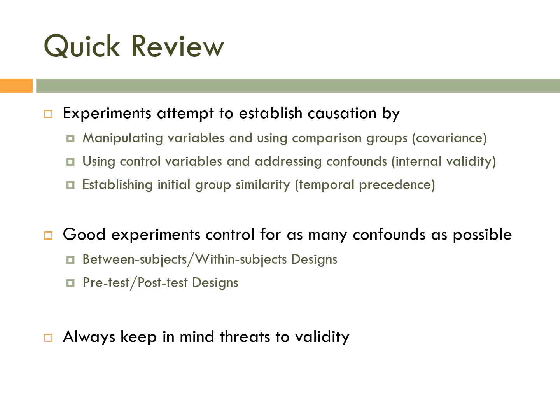The first is to address covariance through manipulating variables and using comparison groups so that they know where change happens. They also try to address internal validity, controlling for confounds by using these control variables, and then other ways of finding these design confounds that we can deal with. And then finally, we want to establish this temporal precedence by making sure that our groups are similar at the beginning through this random assignment.